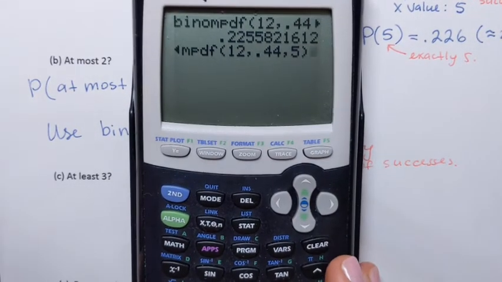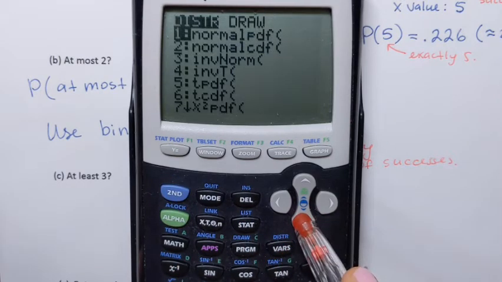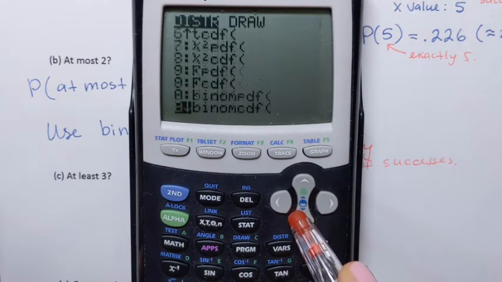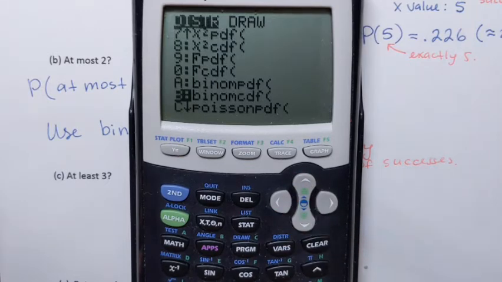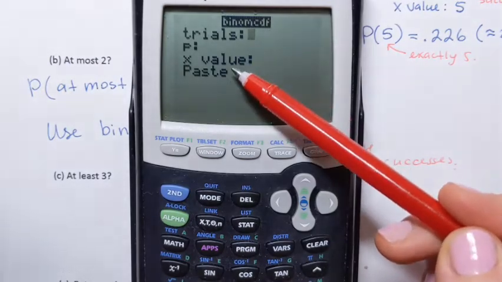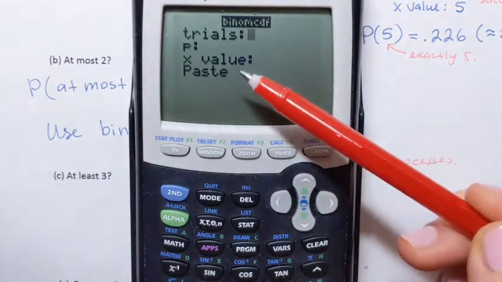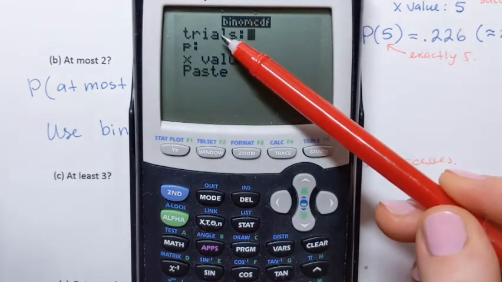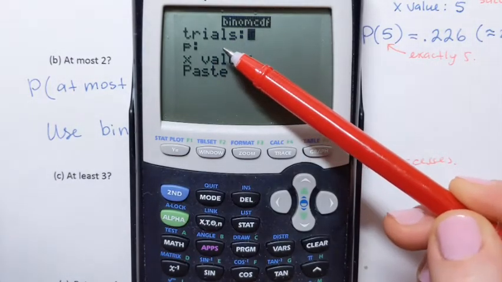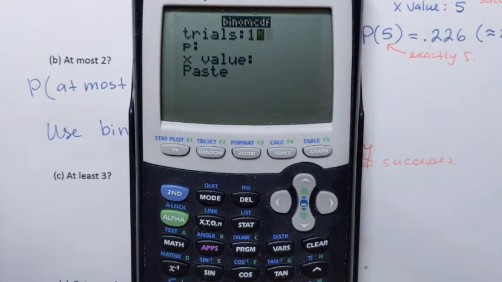So I'll go back to second vars, so the distributions, scroll down, but this time scroll down to B, Binomcdf. I'm going to press enter. And as I can see here, those items are the same, right? That little menu looks exactly the same. Trials, P, X value. So the meaning of the first 2 is exactly the same. Trials, how many trials do I have in the experiment? Well, still 12. Probability of success in each trial is still 0.44.